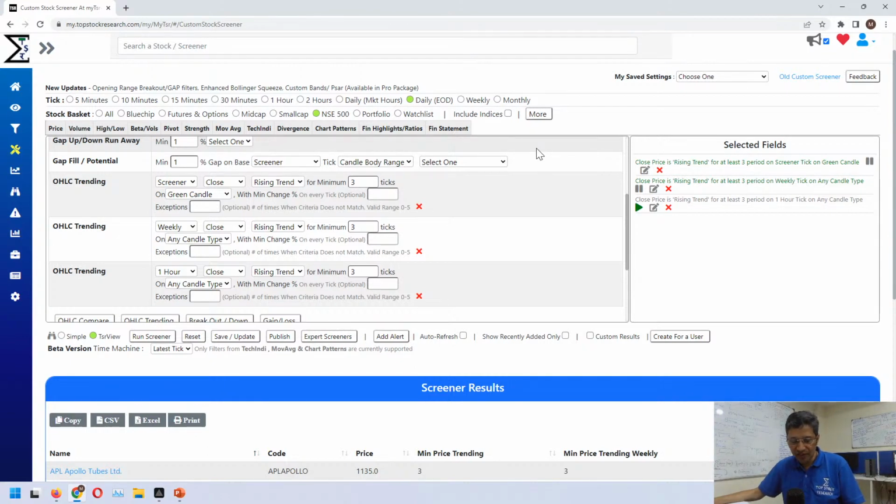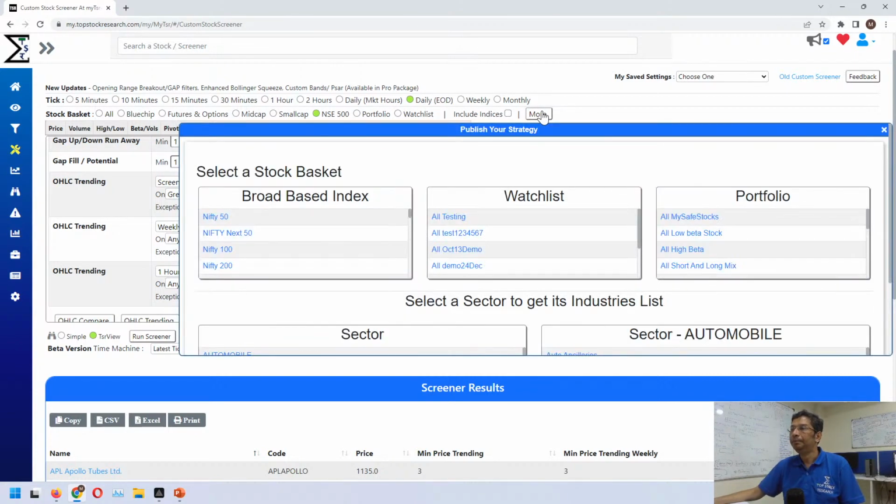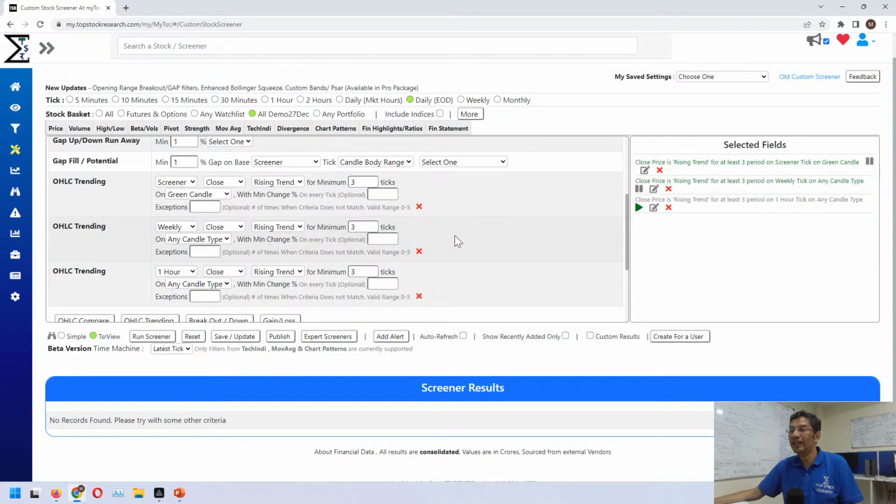So best is, if you have certain things in your mind, you can filter these stocks on your watch list. For example, this is one of the watch lists which we created on 27th demo. So let's see all stocks of 27 demo. There's no stock which matches this criteria. So it's not necessary that you have to go with a particular stock basket. You can create your own stock basket and test it over there. Okay.